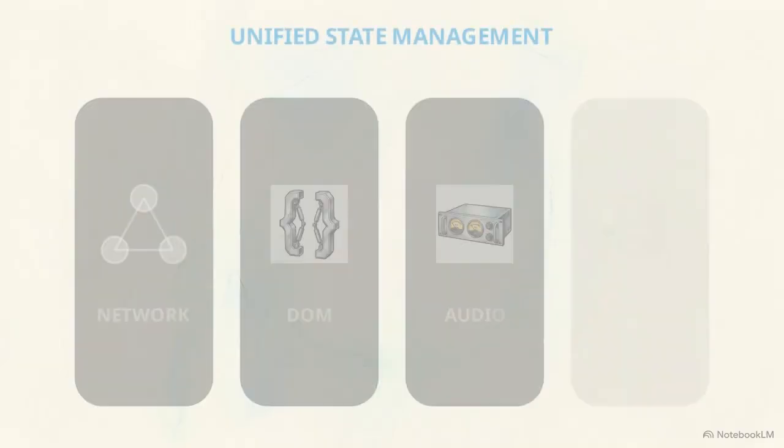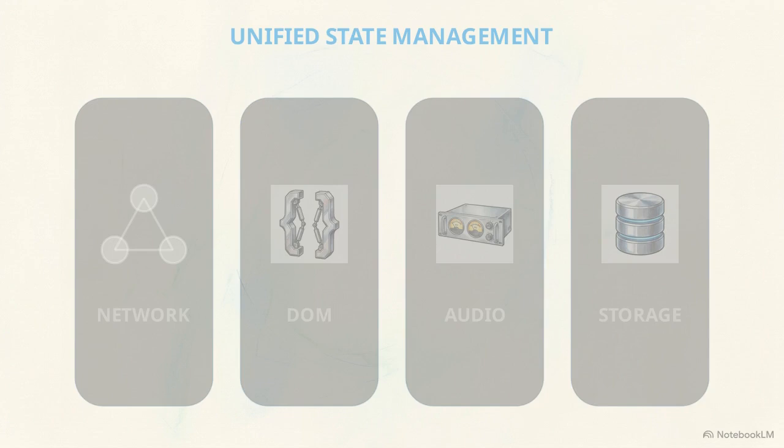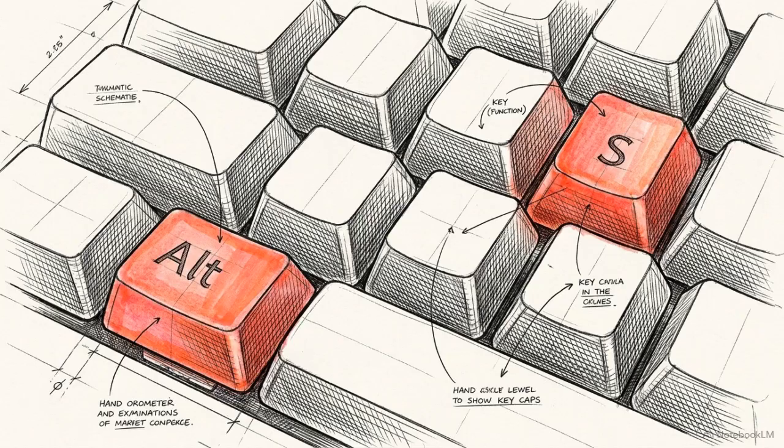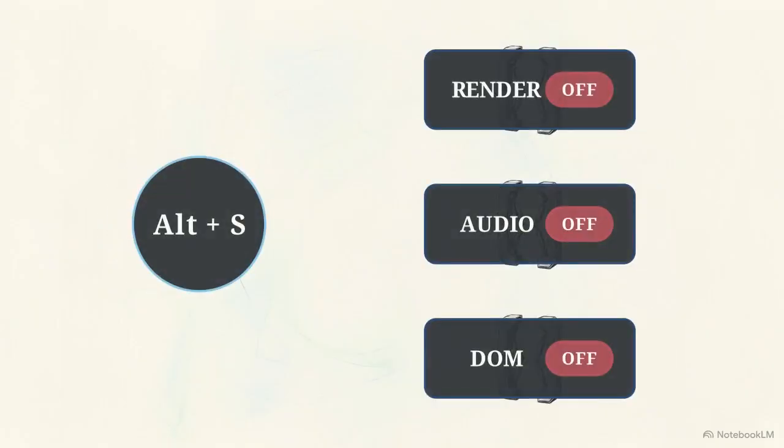Managing 30 distinct functions requires unified state management. In this architectural view, a command pulse travels through the network, DOM, audio, and storage layers simultaneously. The entire stack is bound to a single Alt+S shortcut. This allows the user to toggle the state of the rendering, audio, and DOM pipelines instantly with a single keyboard input.